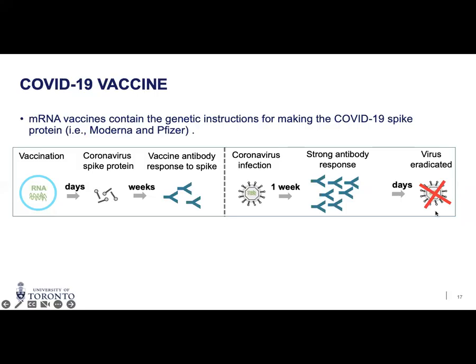So switching gears to talk more about the vaccine, mRNA vaccines contain genetic instructions for making the COVID-19 spike protein, like I mentioned earlier. And this protein is found on the surface of the virus that causes COVID-19 and it allows entry into the host.